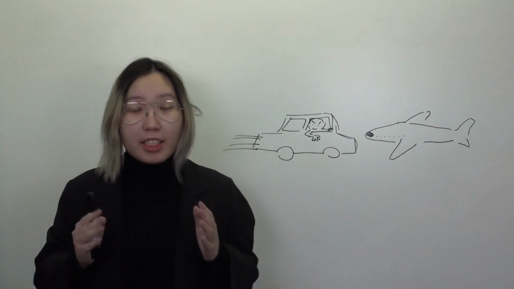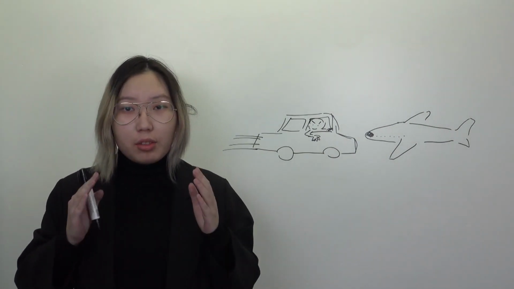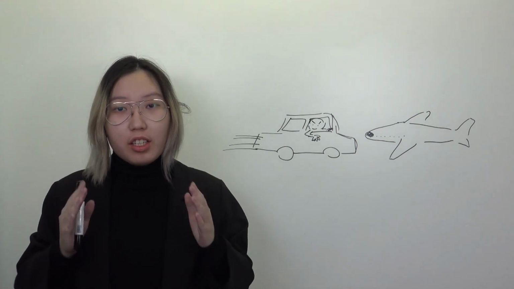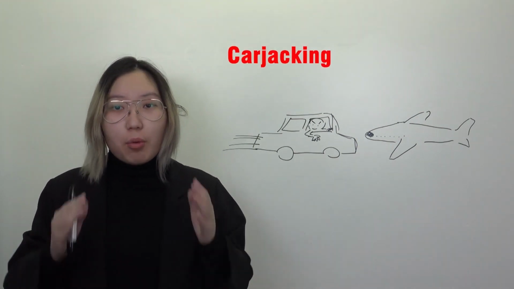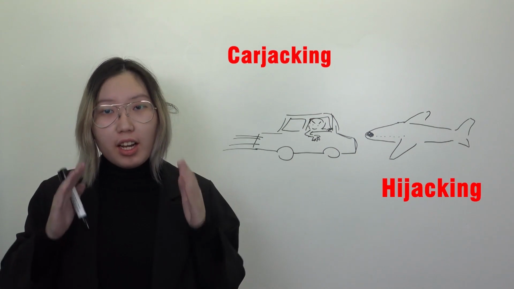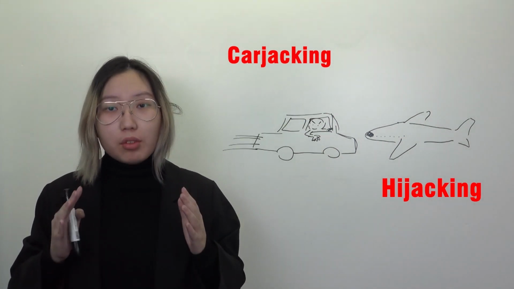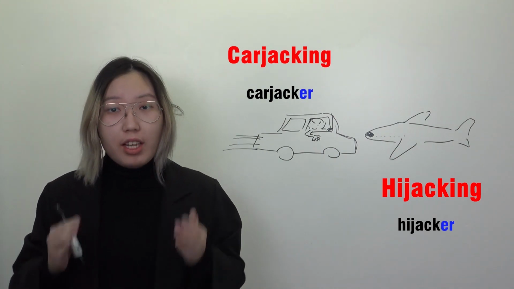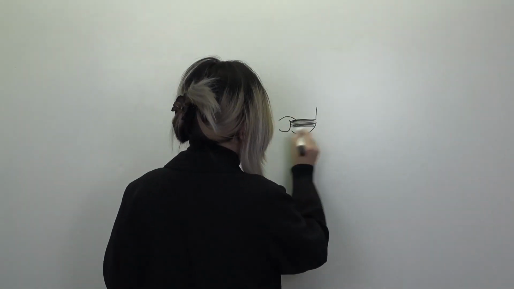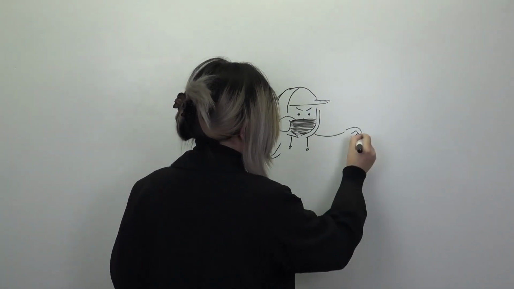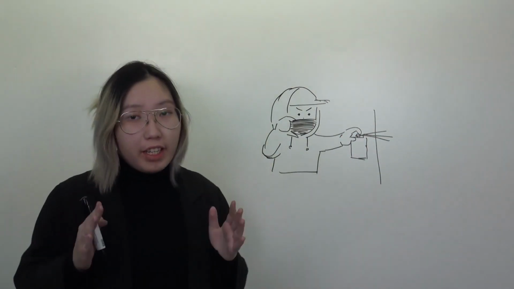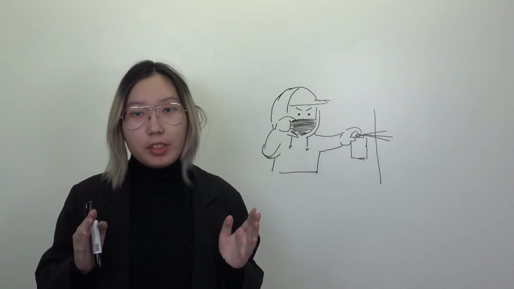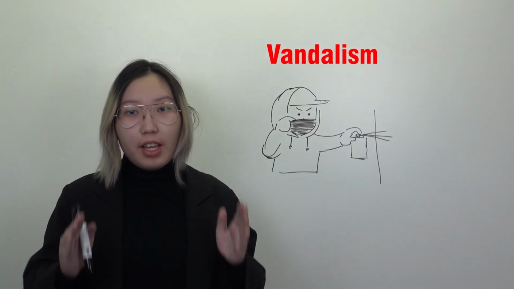When you are stealing a car, you are taking control of that car from someone else. It is called a carjacking. When it's a plane, it is a hijacking. The person who commits a crime is a carjacker or a hijacker. If you break, damage, or destroy someone else's property, that is called a vandalism.